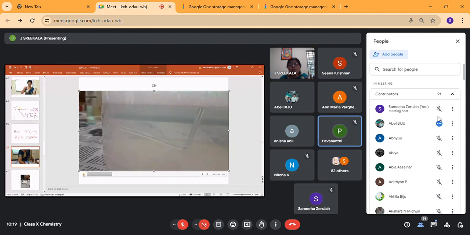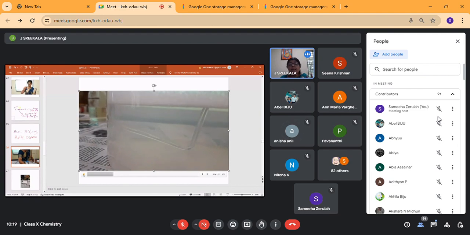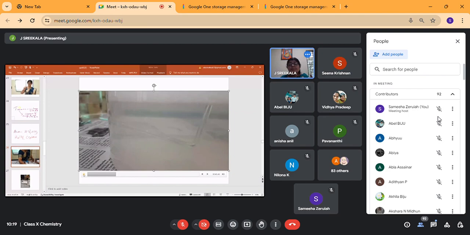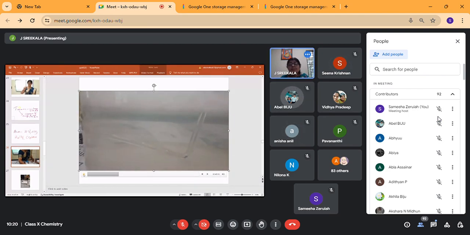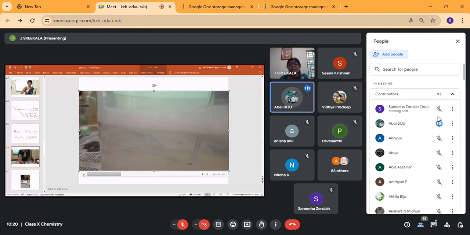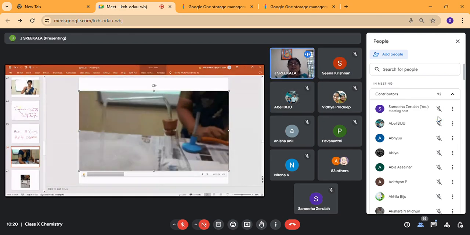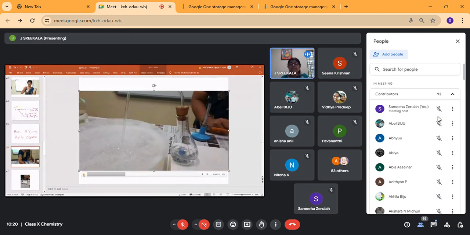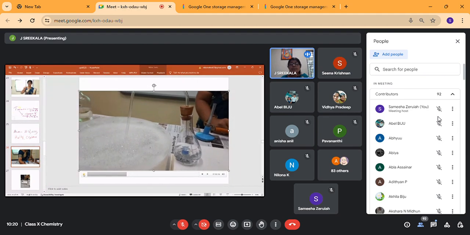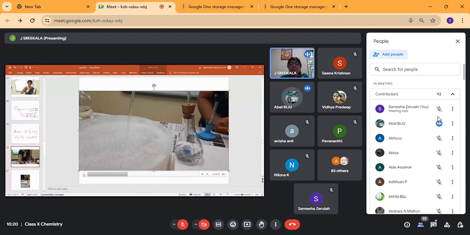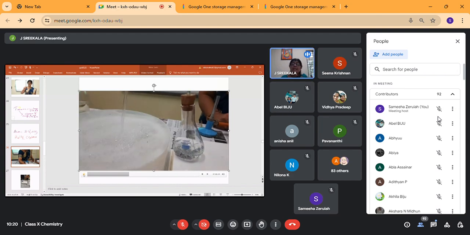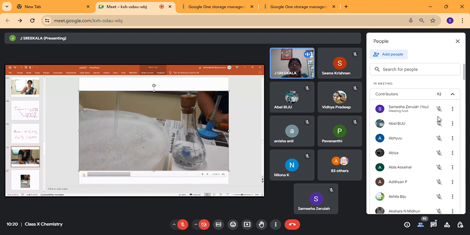Observe thoroughly. Some bubbles are coming. What is that bubble? Hydrogen. Very good. It is hydrogen gas. Zinc is reacting with the dilute HCl and forms what? Hydrogen gas. We are confirming that it is hydrogen gas by one experiment.